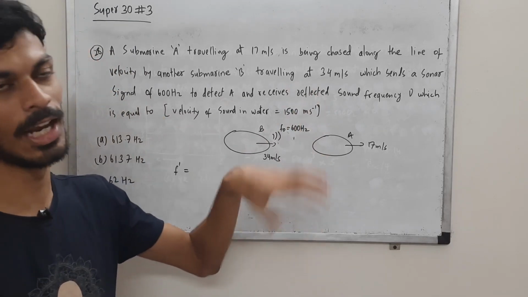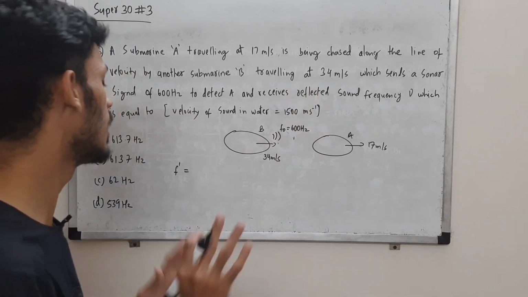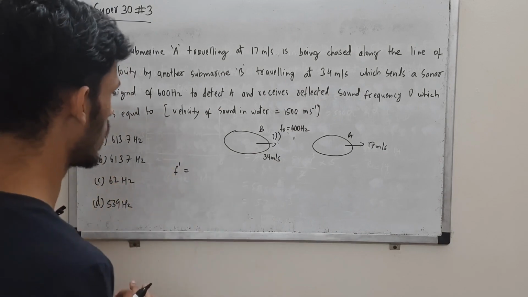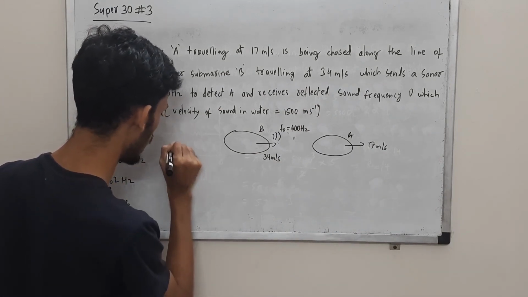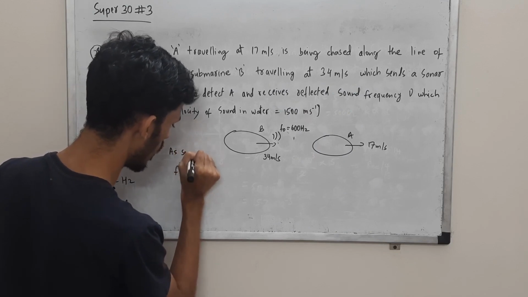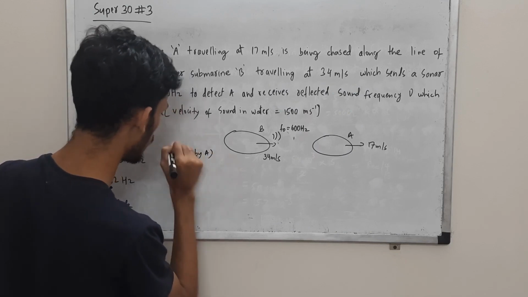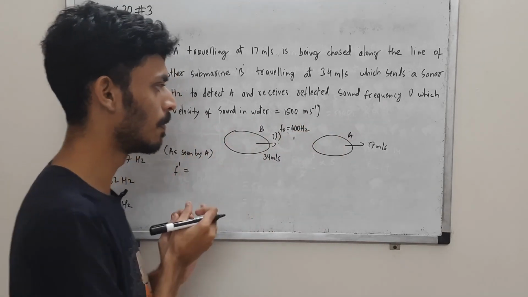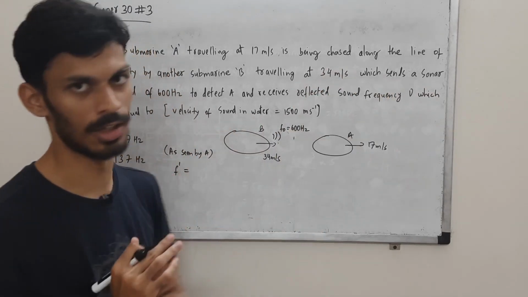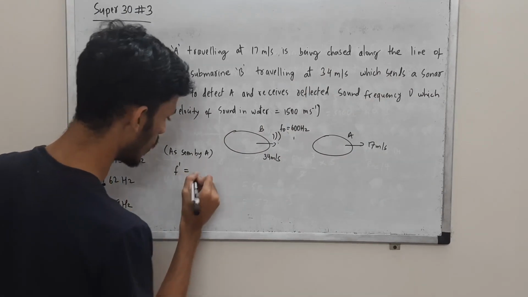Okay, we can consider A to be the source in the second case. Let's do the first thing first. F dash is the frequency heard by A, as seen by A, right? Suppose you were in ship A, and this is the frequency sent by ship B. What will you hear? That is the first thing that we are going to do.